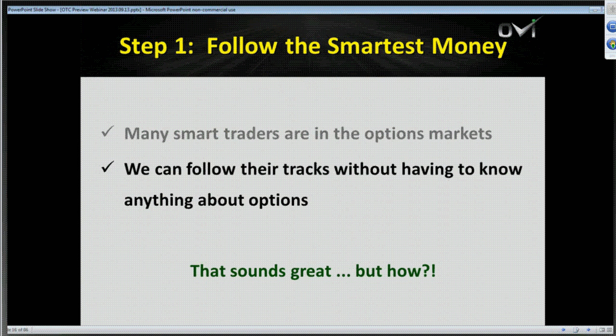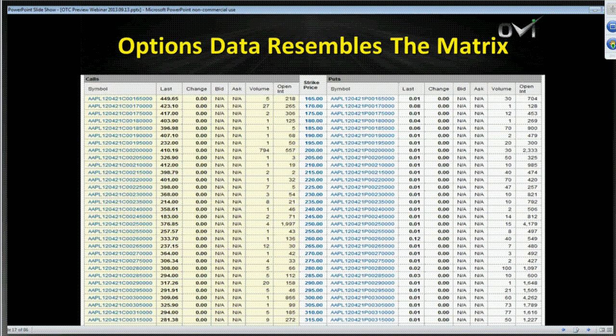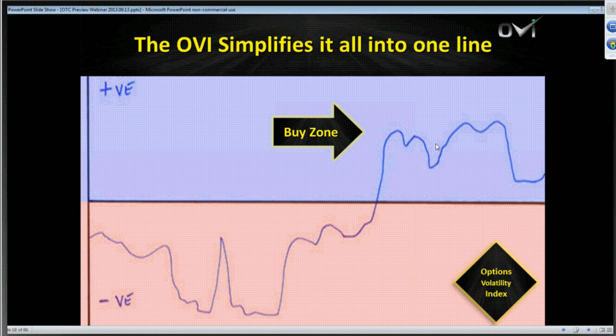So, step one, follow the smartest money. Now, the fact is that many of the smartest traders hang out in the options market. Now, we can follow what they do, but you don't have to know anything about options.